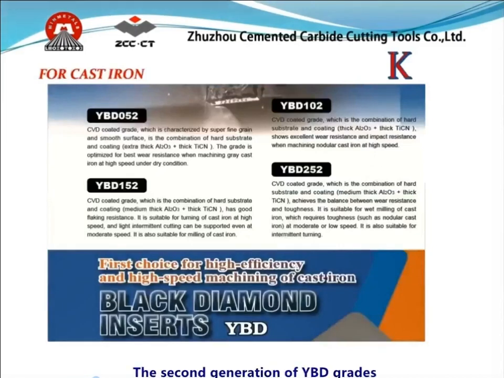The second generation of YBD grades for cast iron machining: YBD052 for gray cast iron machining at high speed under dry condition with best wear resistance, YBD102 for ductile cast iron machining at high speed with excellent wear resistance and impact resistance. And since they can support moderate cutting speed and interrupted cuts, YBD152 and YBD252 can also be applied on both turning and milling machining of cast iron with good flaking resistance.